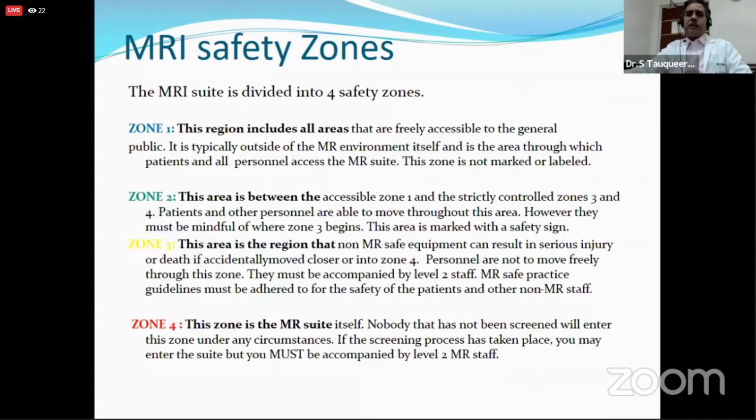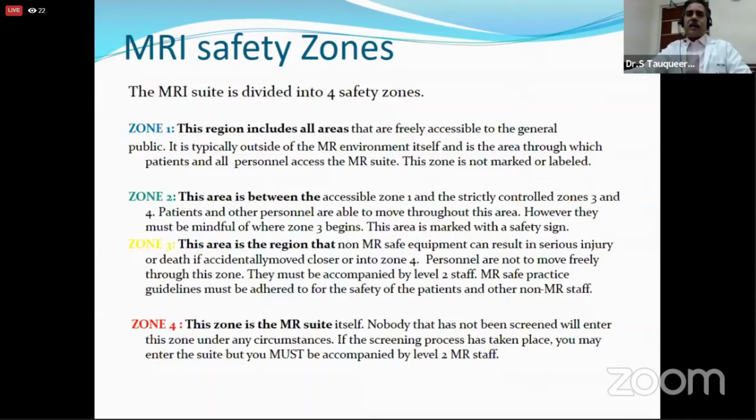In the zone 3 area, patients who have been screened by documentation and screened by metal scanners are the only ones allowed to enter, where the MRI safety personnel and senior MRI technical staff again interact with the patient. And zone 4 is the MRI suite itself, where nobody can enter who has not been screened, and they only enter along with the senior MRI staff.